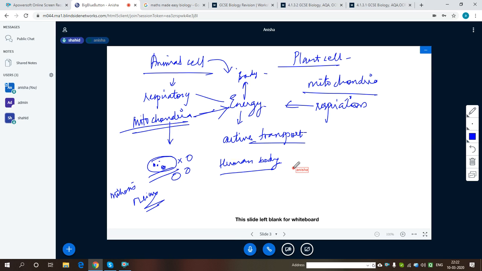Yeah, active transport. Okay, so then when mitochondria produces energy, then a plant or animal cell is able to respirate, which helps with carrying out active transport. Because that's its job in the cell.